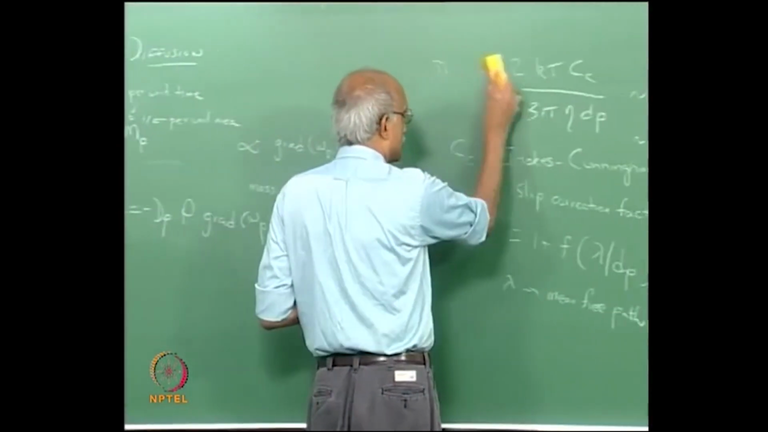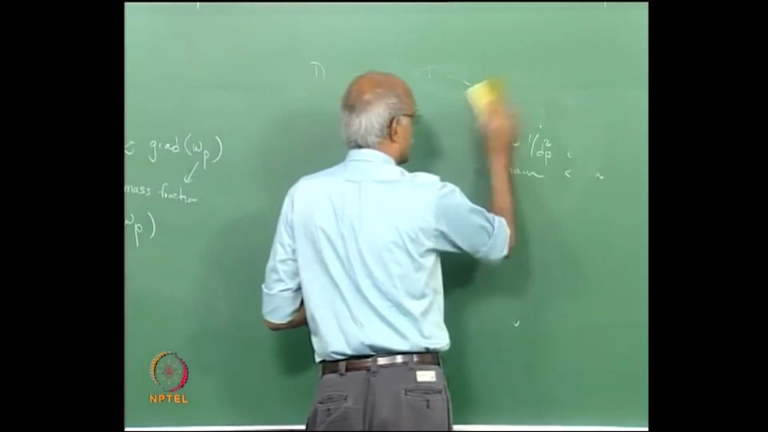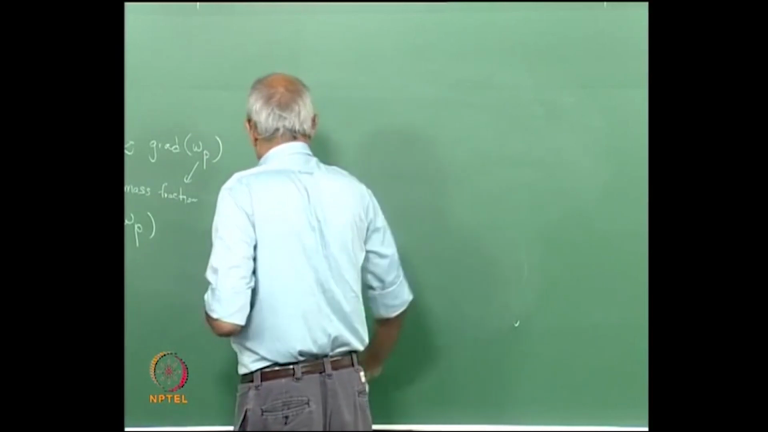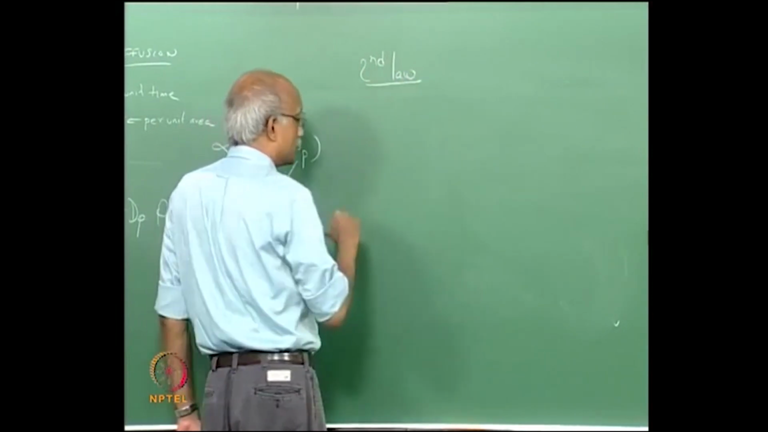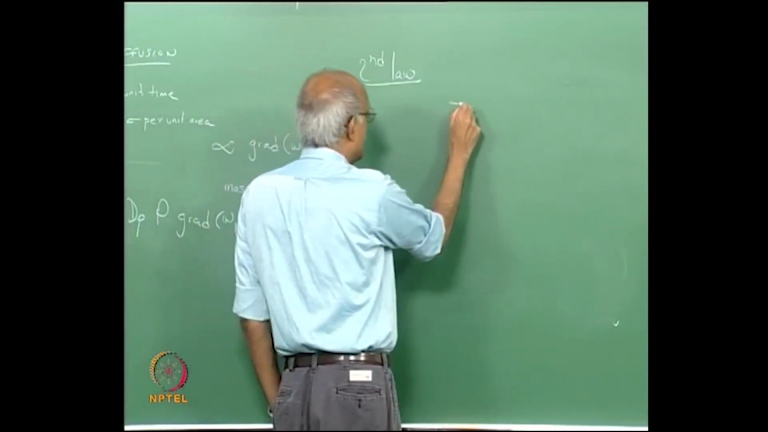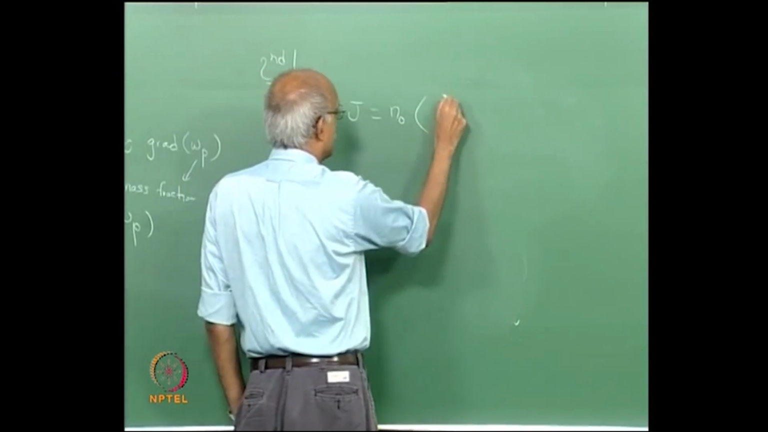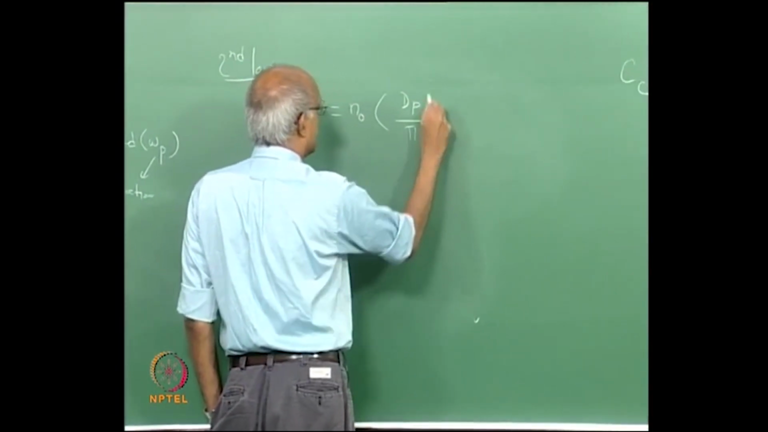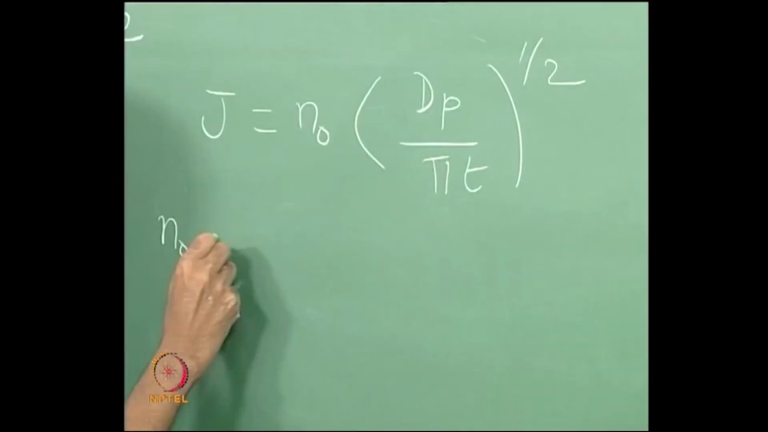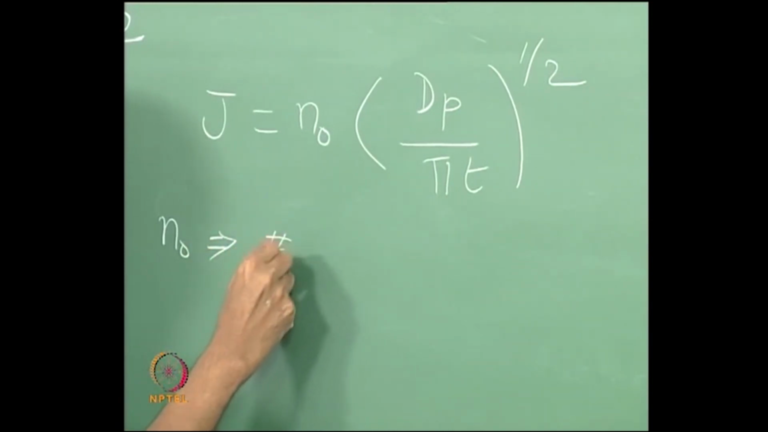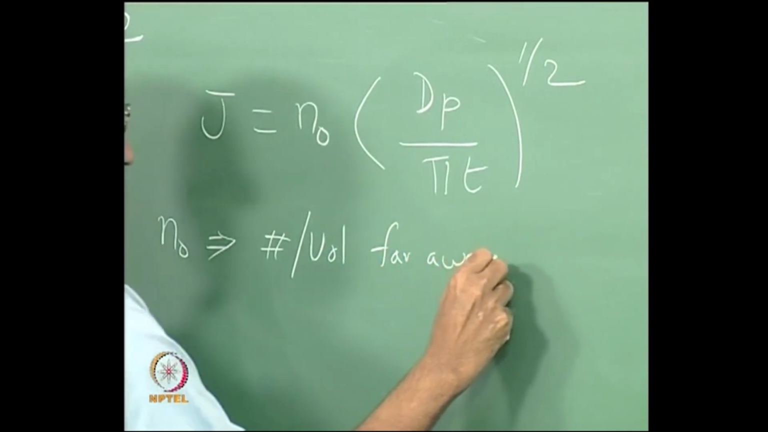Fick's second law of diffusion dictates the time dependence of molecular diffusion, and again there is a corresponding second law of diffusion for particle diffusion, which says J equals N0 times dP over pi t to the power half, where N0 is the number of particles per unit volume far away from a surface.